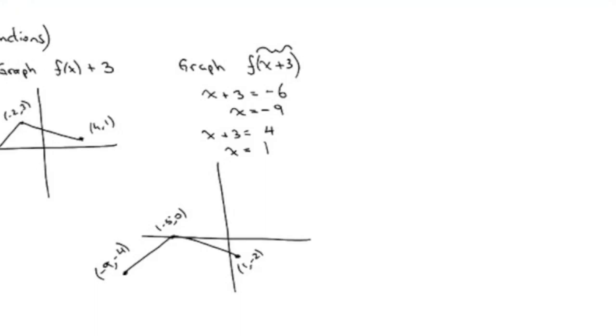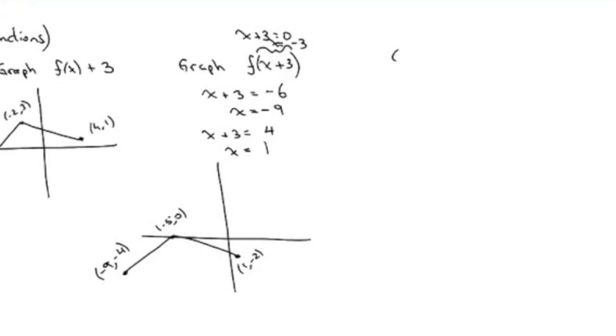A plus 3 on the outside goes exactly the direction you think it goes, up and down. If it's plus, you go up. If it's minus, you go down. Inside the parentheses, it does exactly the opposite of what you think it does. You're thinking plus 3 moves it to the right, but it actually moves it to the left. One way of thinking about that is if you set x plus 3 equal to 0, you get x equals negative 3, which forces you to the left, if you want to think of it that way.